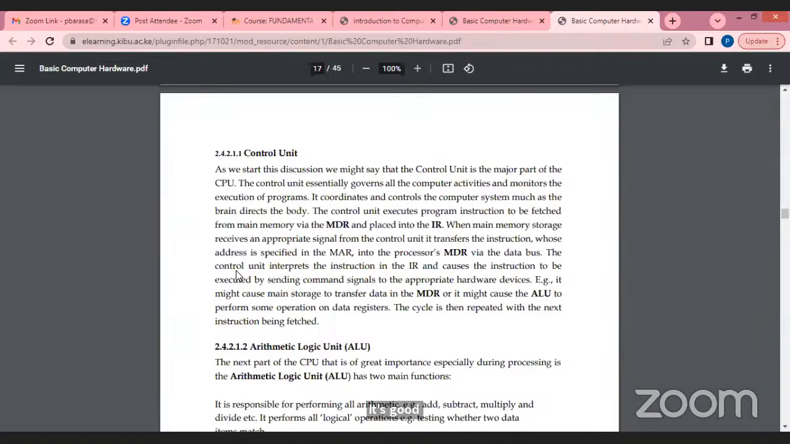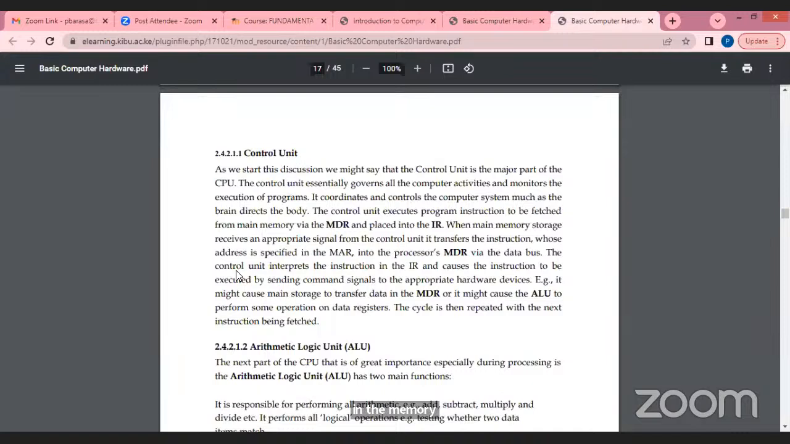So the control unit executes program instructions to be fetched from the main memory via the memory data register and placed into the instruction register. So IR is the instruction register, memory data register, MDR. When main memory storage receives an appropriate signal from the control unit, it transfers the instruction whose address is specified in the memory address register, MAR, into the processor's memory data register via the data bus.